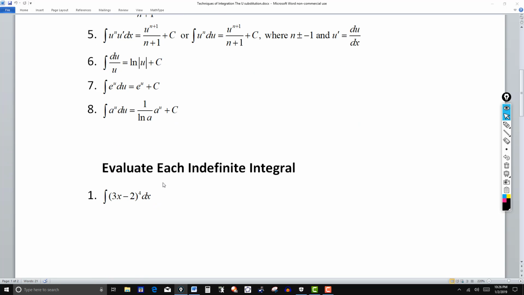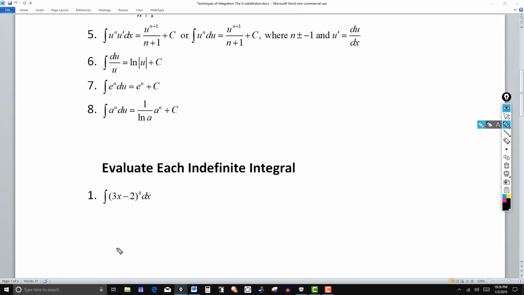Evaluate each indefinite integral. Okay. So this one, taking the antiderivative or the integral of a polynomial is pretty basic. You just simply go term by term, applying your basic power rule up here that we went over a while ago. So we can go ahead and take this to the 4th power and just go term by term, and that's going to work out. But what if this exponent were a 20 or a 30? You don't want to do that.